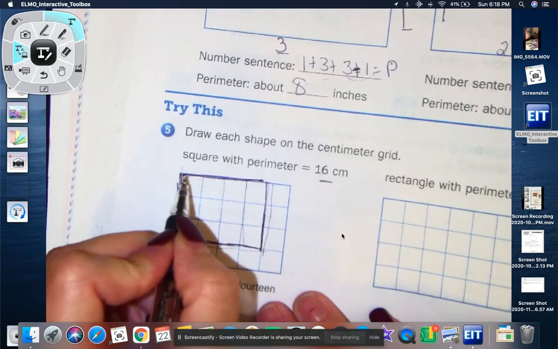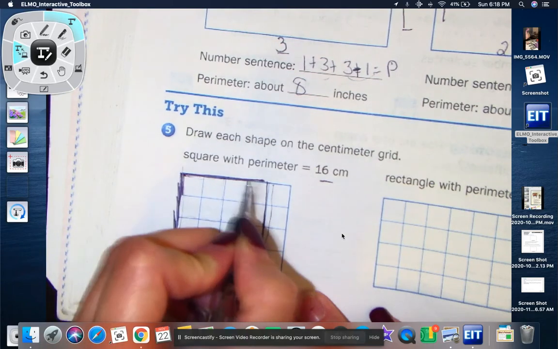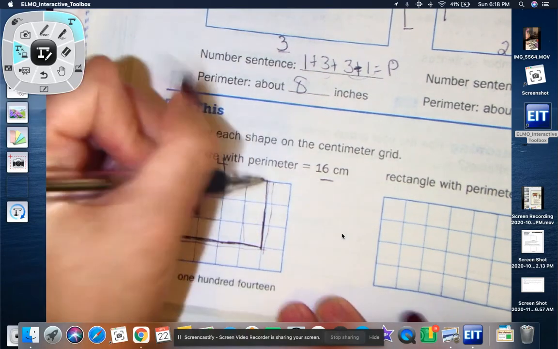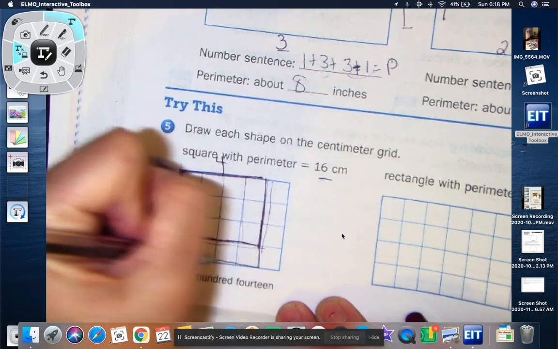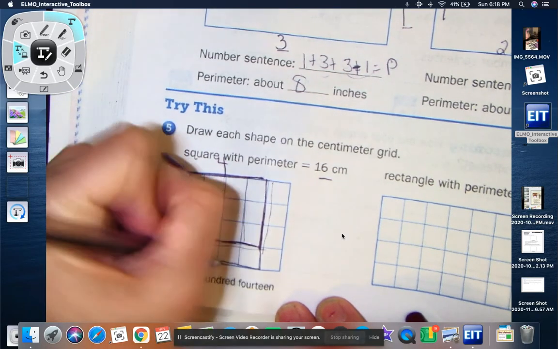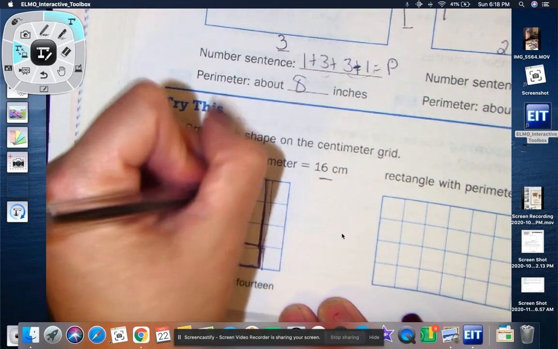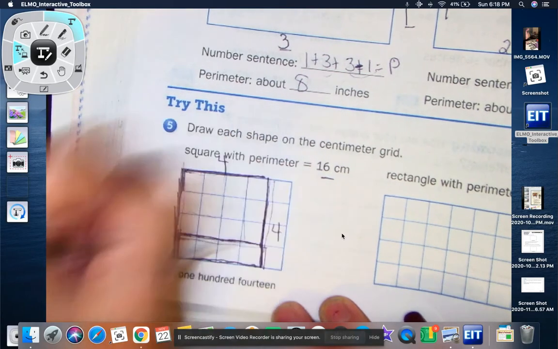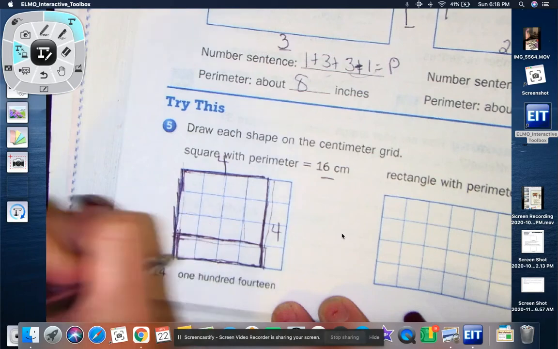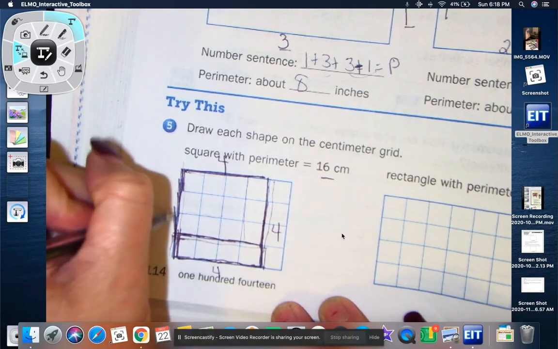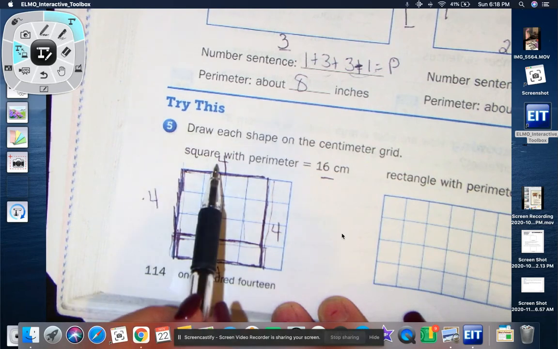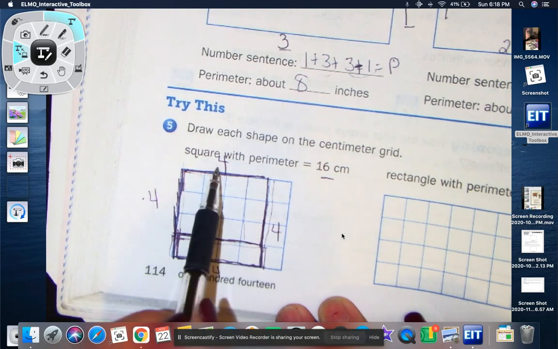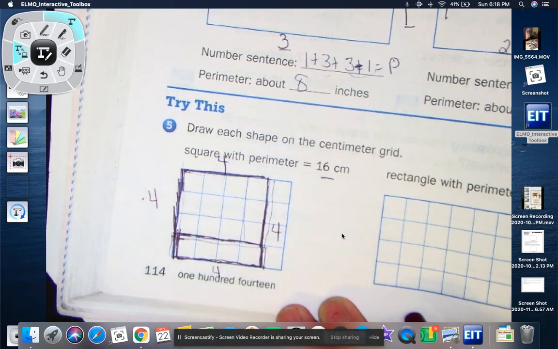So I'm going to say 1, 2, 3, 4, 5, 6, 7. Oops, I need to keep going down to the bottom. All the way down. So 1, 2, 3, 4 on this side. 1, 2, 3, 4 on this side. 1, 2, 3, 4 on this side. When I add these together, 4 plus 4 is 8. 4 plus 4 is 8 again. 8 plus 8 is 16.